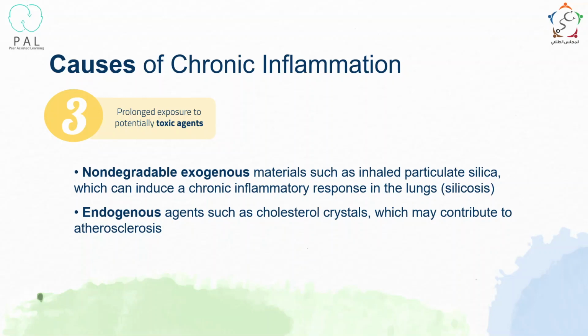The third cause is prolonged exposure to toxic agents. Now, there are two types. There's either non-degradable exogenous materials or endogenous materials. An exogenous material would be like inhaled silica, which causes silicosis. And an endogenous material would be cholesterol crystals, which can build up in your arteries and cause atherosclerosis, which is تصلب الشرايين.